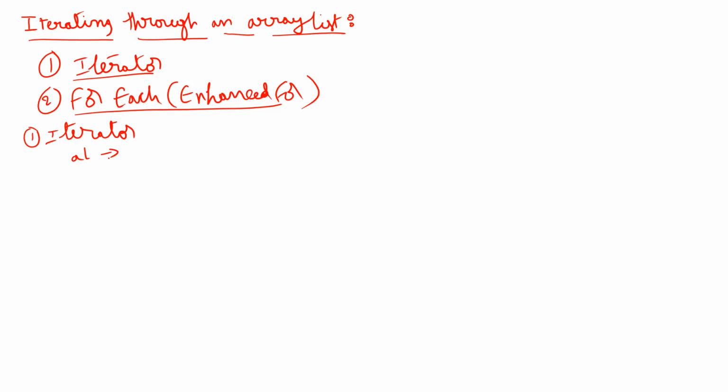So first what we have to do is we have to create an object of this Iterator type. So Iterator ITR equals to the ArrayList name AL dot iterator. And this is the method, iterator method. So using this iterator method, first we will create an object of Iterator type. Using this object, we can iterate through an ArrayList.